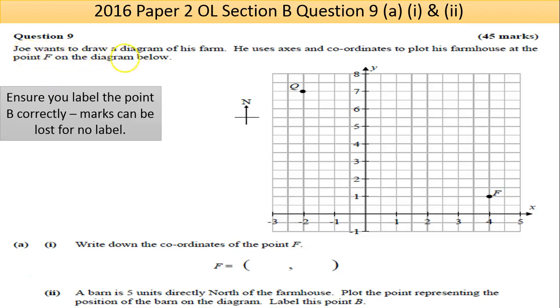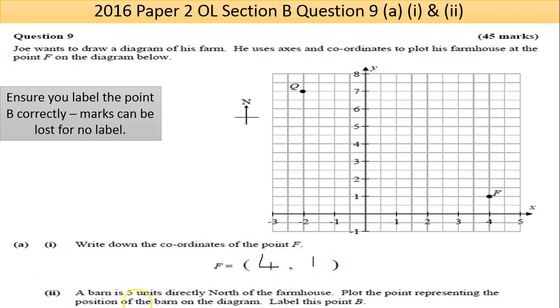Now, Joe wants to draw a diagram of his farm. He uses axes and coordinates to plot his farmhouse at the point F on the diagram below. So Joe must have lots of time on his hands. So the plot here shows the point 4 on the X, where that meets the line 1 on the Y, so it's the point 4, 1. So part A, part 1, asks for the point. So it's the point 4, 1.